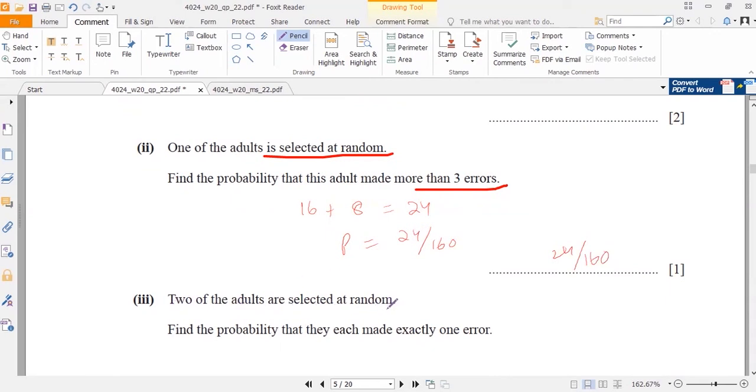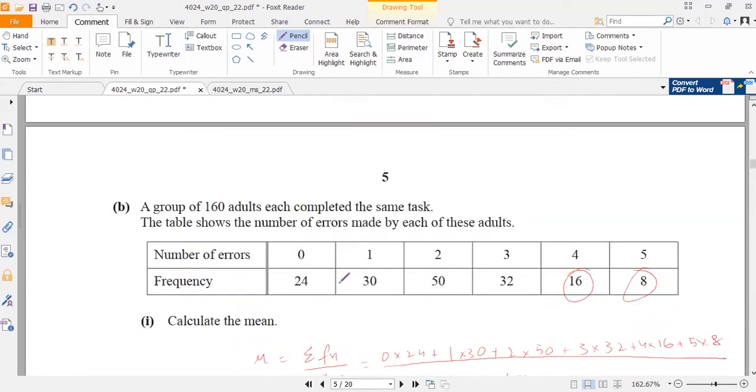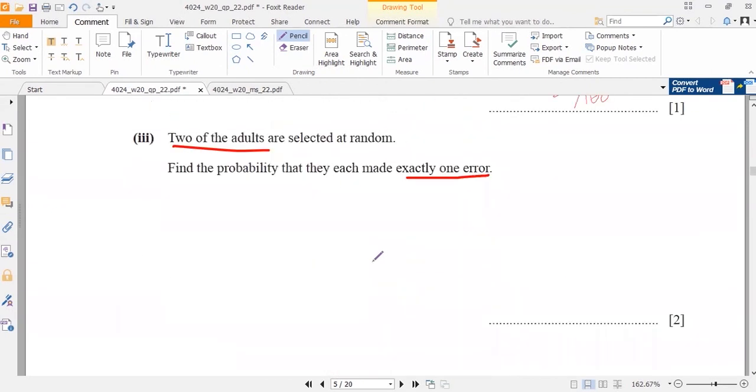Okay. Now come to part 3. Two of the adults are selected at random. Find the probability that they each made exactly one error. Two adults are selected, and both of them made exactly one error. The frequency for one error is 30. So for the first one, the frequency is 30 and the total is 160. And for the second one, obviously one will be subtracted, so it will be 29 upon 159.